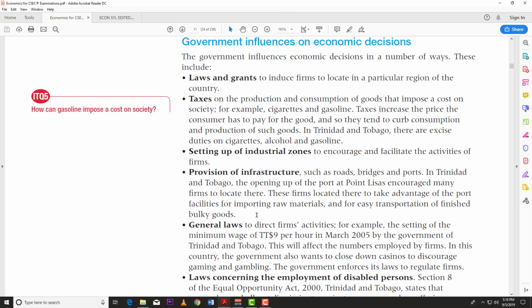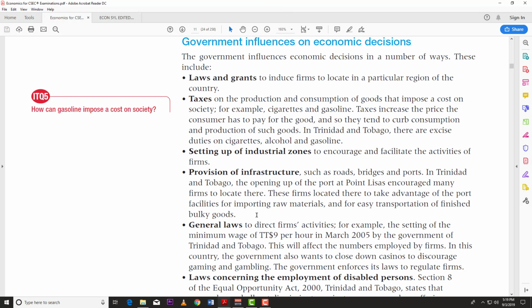You have taxes. Of course, taxes are the government's main source of revenue, and as such, it can be wielded as a weapon to achieve certain economic objectives. Okay, so taxes on the production and consumption of goods that impose a cost on society, for example, cigarettes, gasoline. Taxes increase the price the consumer has to pay for goods, and so they tend to curb consumption and production of such goods. In Trinidad and Tobago, there are excise duties on cigarettes, alcohol, and gasoline.